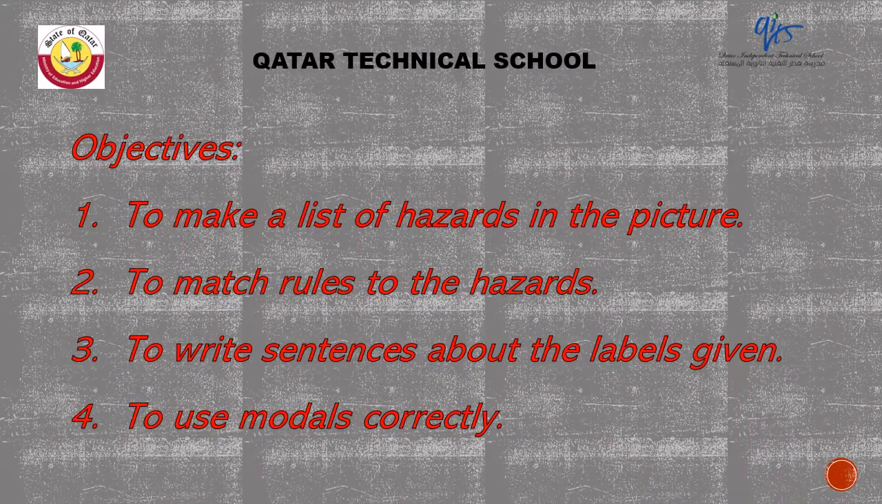Before we start, let's have a look at the objectives of our lesson. The first objective is to make a list of hazards in the picture. Number 2, to match rules to the hazards. Number 3, to write sentences about the labels given. Number 4, to use models correctly.